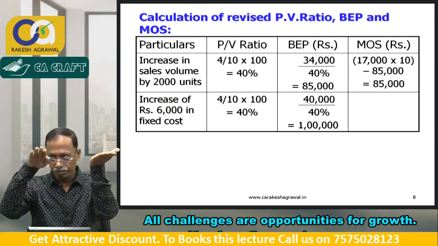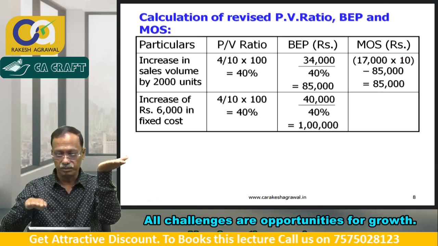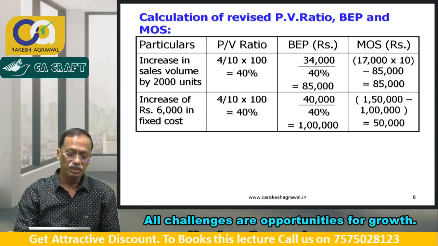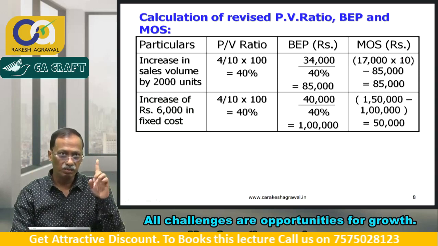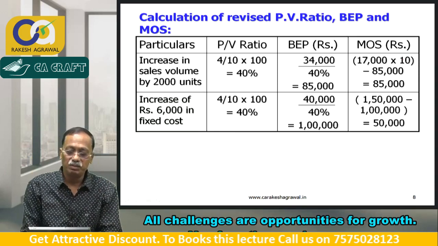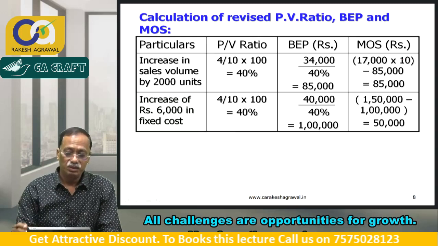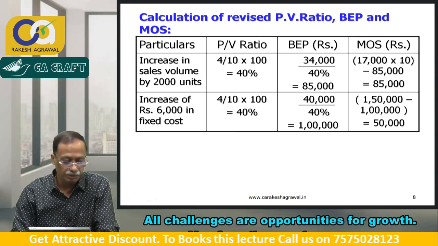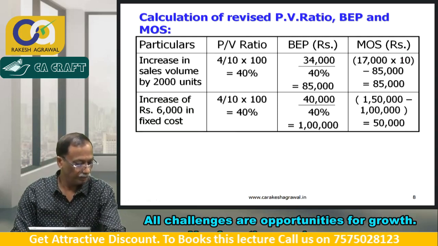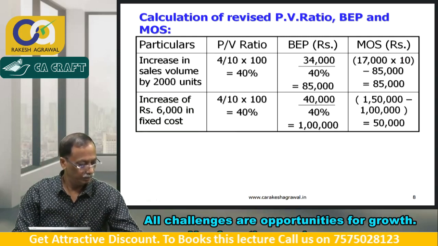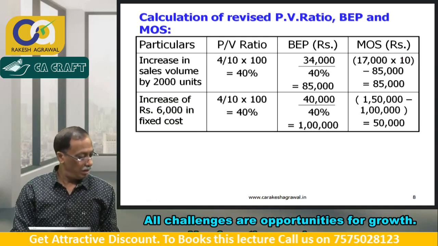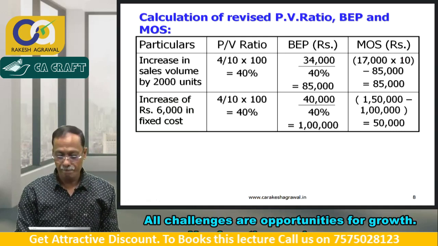If BP goes up, margin of safety will come down. Correct? Safety margin will come down. Now keep the original sales 1,50,000 because we are making only one change at a time. 1,50,000 but minus 1 lakh. So your margin of safety becomes rupees 50,000. Done, my dear friends?